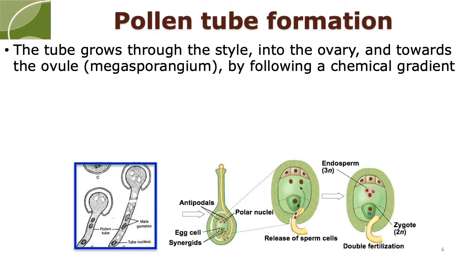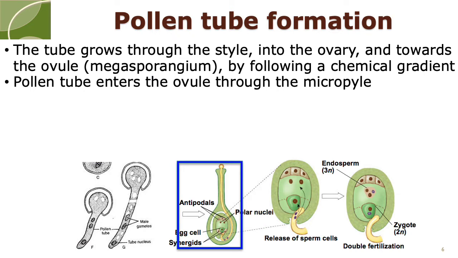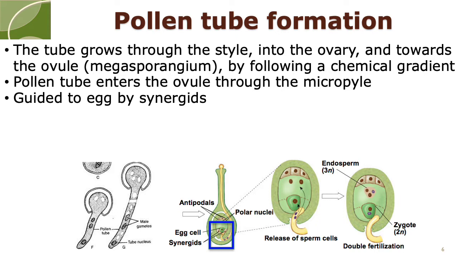So just to remind you, the pollen grain is actually on the stigma of the carpel. And as the pollen tube gets longer and longer, as we see in the figure, it passes through the style and finally reaches the ovary and enters the ovule. The pollen tube is able to go through the style by following a chemical gradient. And then it enters the ovule, which is shown in that small box, through the micropyle.